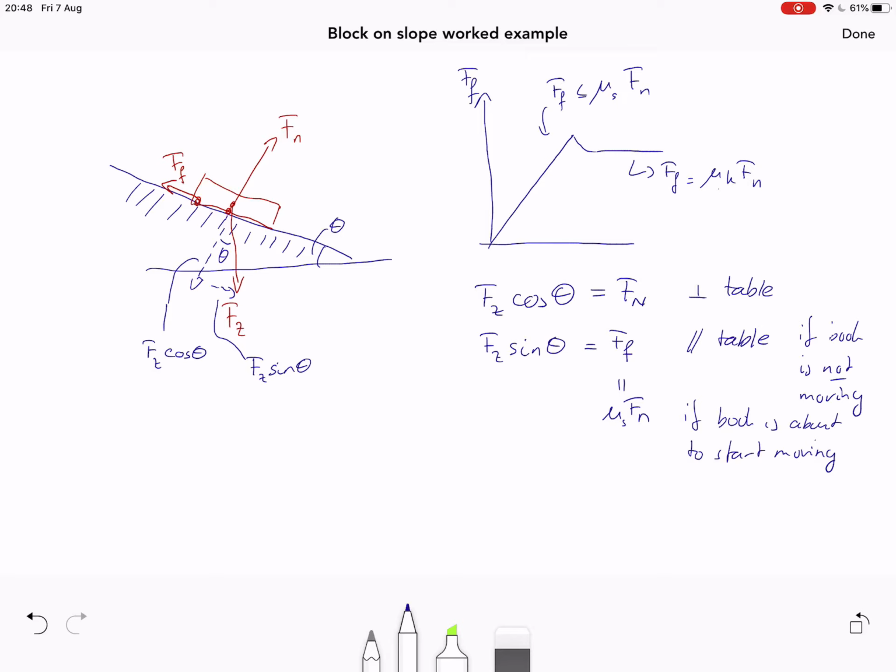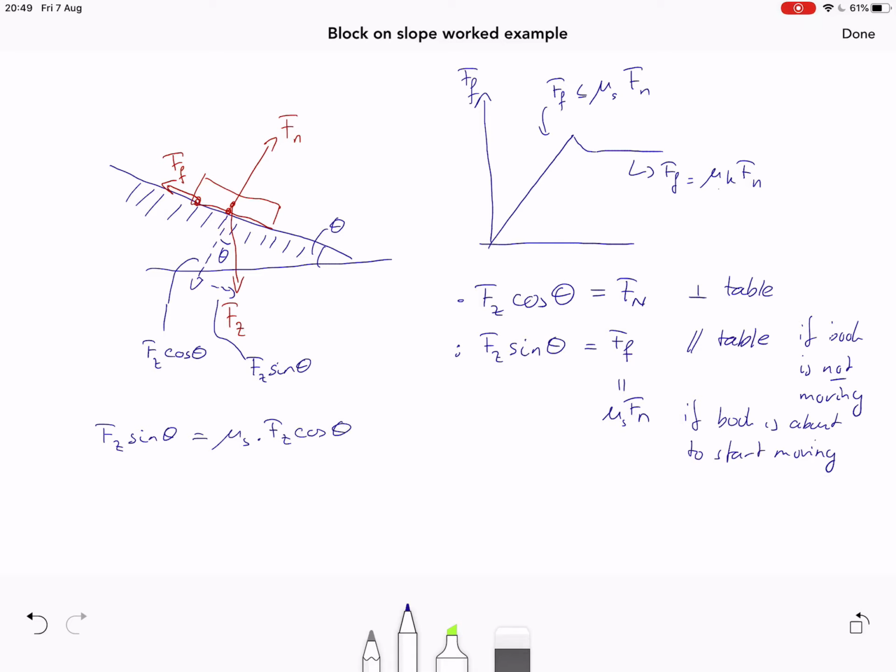All right, so now we can start combining these two equations. We have an equation between the gravitational force and the normal force in the second line, but also in the first line, so I can use the perpendicular to the table rule, the first one, to find the normal force and substitute it back into the second one. So if I do that, I get that gravitational force times the sine of theta equals mu s times the normal force, which is Fz times the cosine of theta.